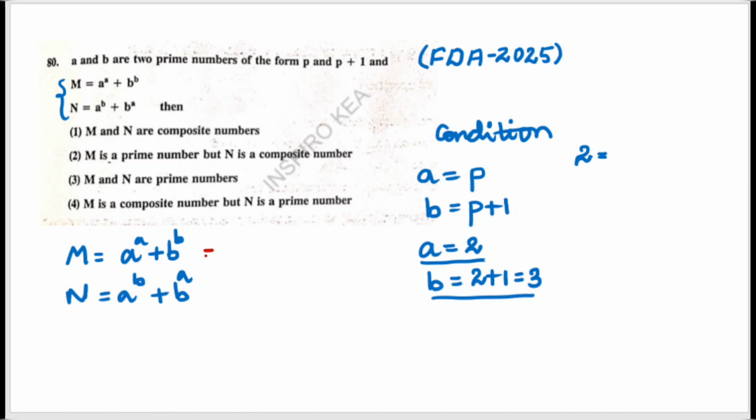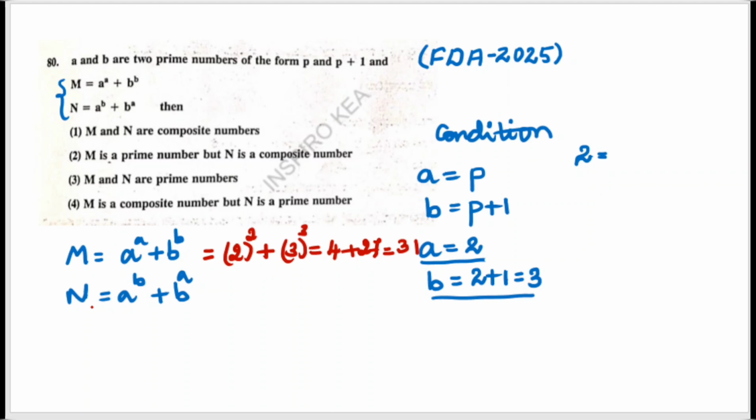Instead of A, I am substituting 2. 2 to the power of 2 plus, instead of B we have 3, so 3 to the power of 3. We get 2 to the power of 2: 2 twos are 4, plus 3 to the power of 3, that is 3 threes are 9, 9 threes are 27. Right. Now 27 plus 4 is 31, which is the answer we got for M.